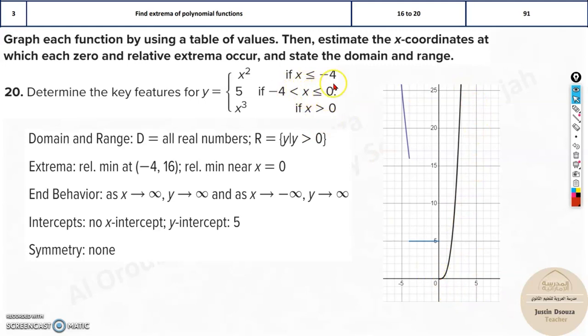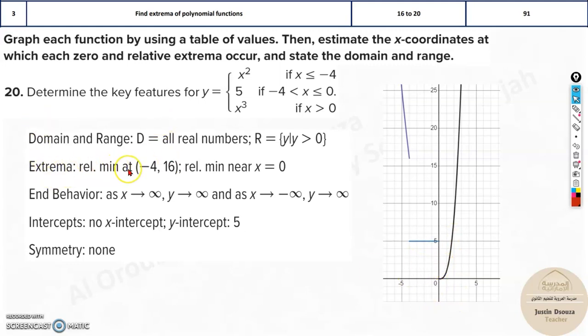Can you see? X is less than or equal to 0, so 0 is included. And even -4 is included, though it's not included over here. Here it's included. Because of these signs, we can make sure they're all real numbers. Though it's straight everywhere, it is included. Now, range is all positive numbers because there's nothing over here which is going below the x-axis.